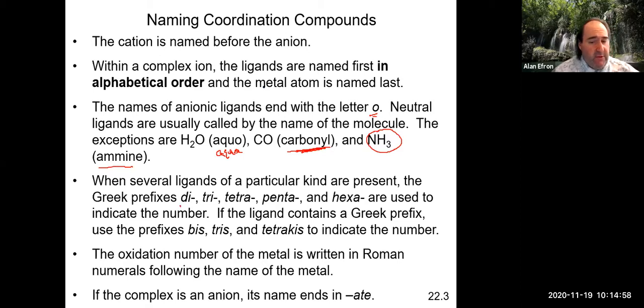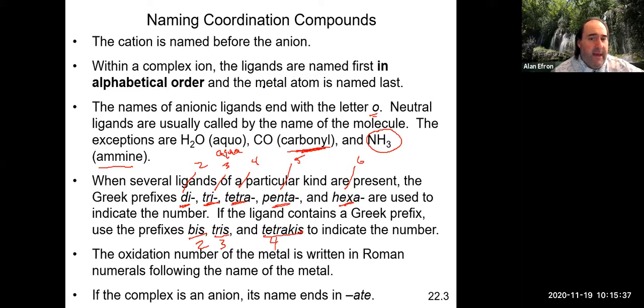So if we had, say, 2 waters, we would add di to it, or tri if we had 3, tetra if we had 4, penta for 5, hexa for 6. So again, 2, 3, 4, 5, and 6. Now, if you happen to be lucky enough to hit a ligand that actually already contains one of those prefixes in the name, then we go with some different prefixes: bis, tris, tetrakis for 2, 3, and 4.